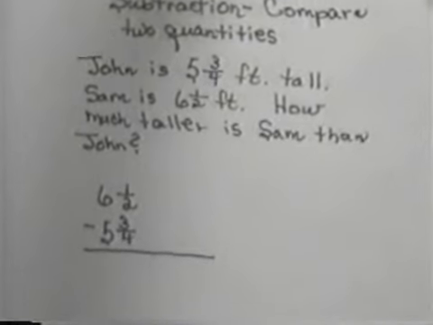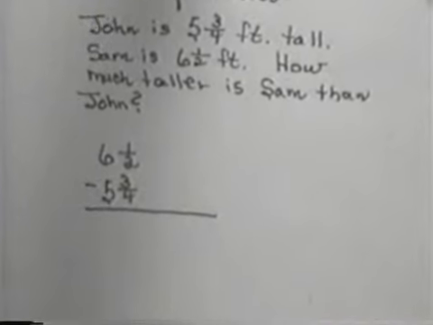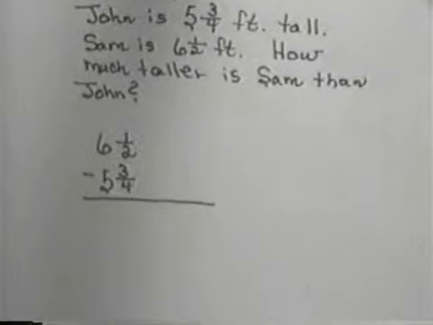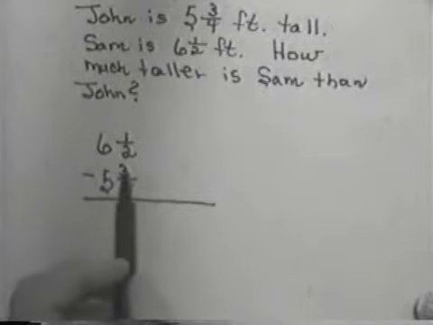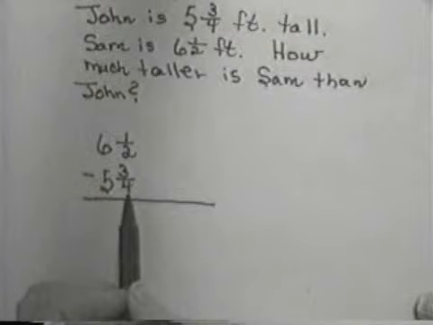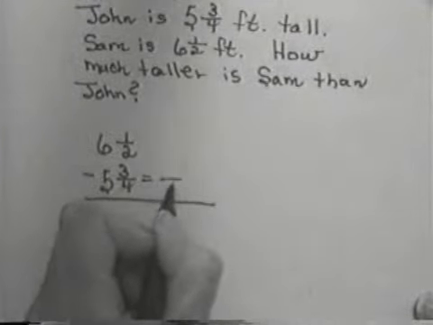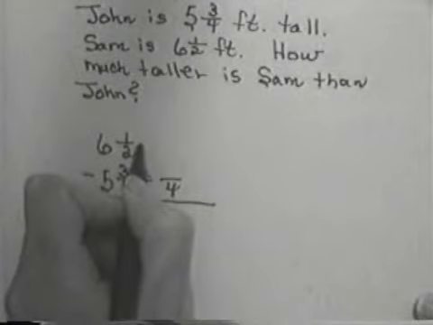Now again, I left these as mixed numbers. We can do them as mixed numbers, or we can make them improper fractions, whichever you prefer. But I'm going to go ahead and do them as mixed numbers. So since I'm subtracting, I've got to find a common denominator. And again, in this case, my biggest denominator, 4, will work. So let's change these to 4s.